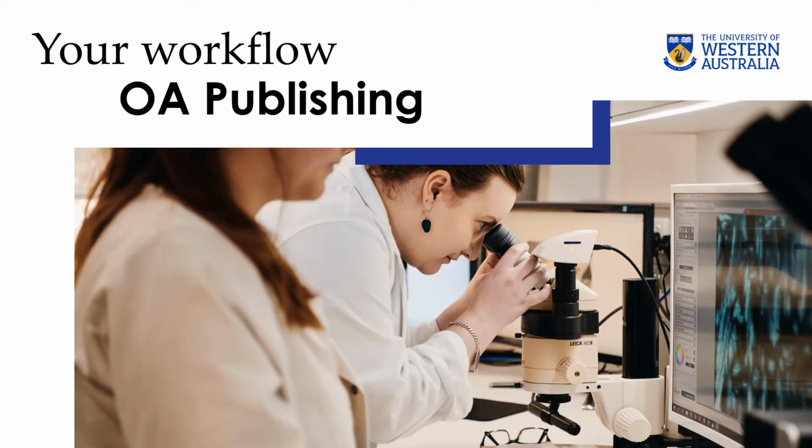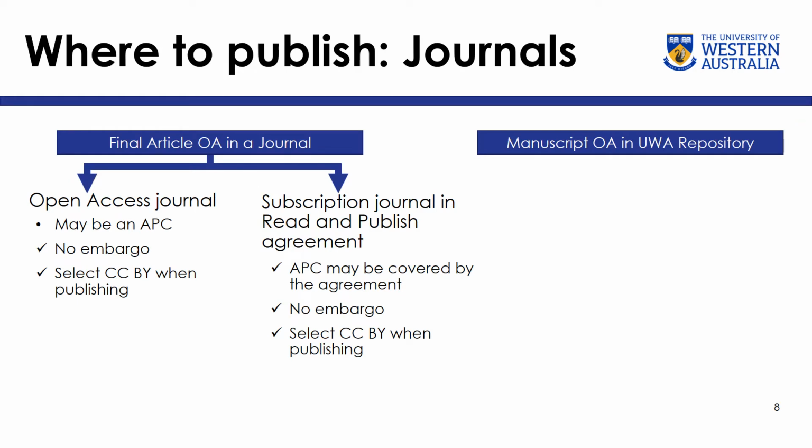When UWA authors publish papers funded by the NHMRC, there are a few stages in the publishing workflow where you can consider the best options for your paper which comply with the NHMRC's open access policy. When considering where to publish NHMRC-supported papers, there are three main options available to UWA authors, which are compliant with the NHMRC's open access policy.